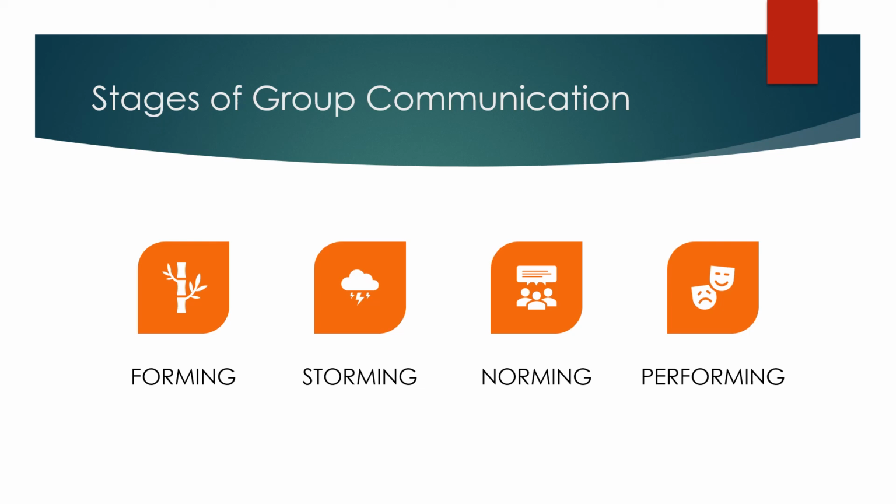The next stage is norming. This is where rules are established and the work starts to take place. This stage may not take place if no one takes the time to agree in that storming phase. And then the final performing stage is when the work gets done.